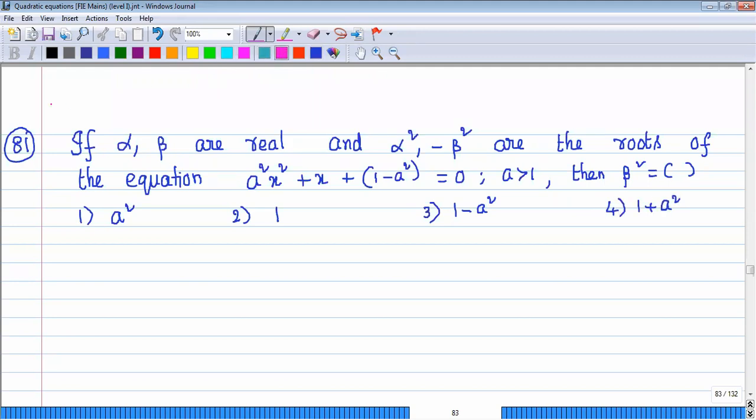So this is very, very interesting question. Here alpha comma beta are not roots, they are only real numbers. Here alpha square comma minus beta square are roots of this equation. Then we need to find out beta square value. Just think for a while about this problem.